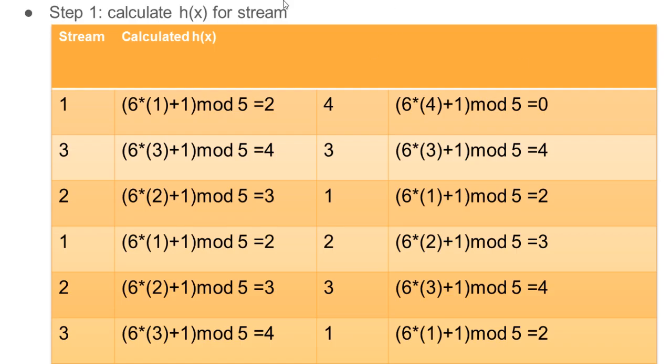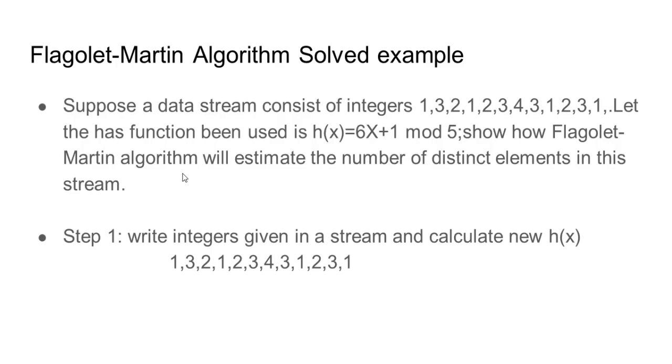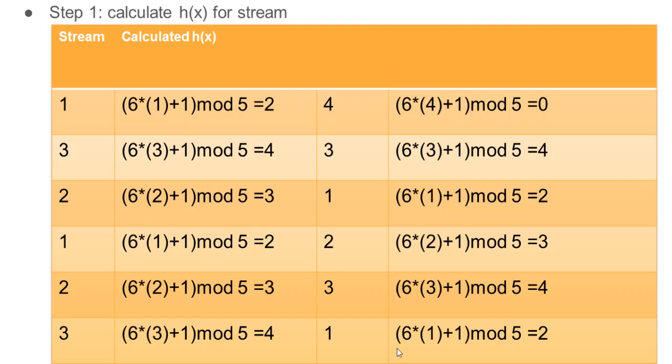So in the first step, what you will do is calculate the h of x function. Okay, so it is 6x plus 1 mod 5. So you will make a tabular format. You will write down which are your streams, and you will also calculate the h of x function for that. As this particular problem was big, I had to make more columns over here. So my stream is 1, 3, 2, 1, 2, 3, 4, 3, 1, 2, 3, 1. Right? So this is how we have made this.